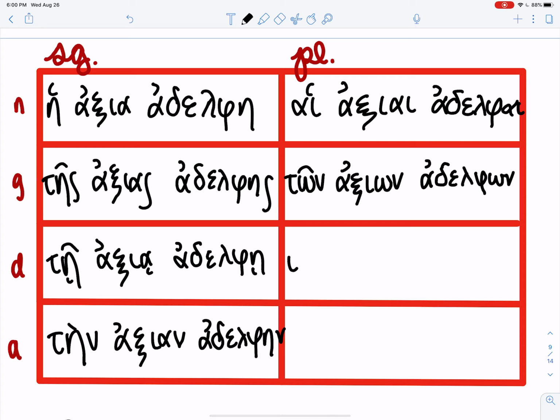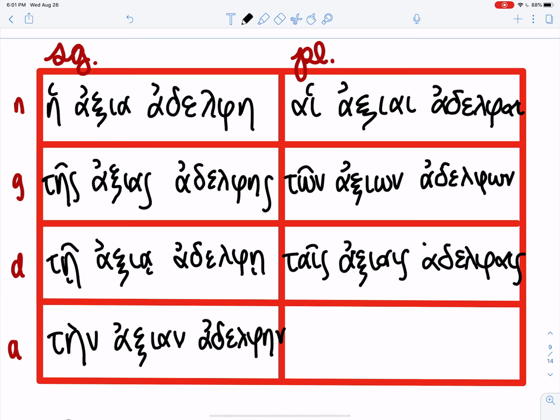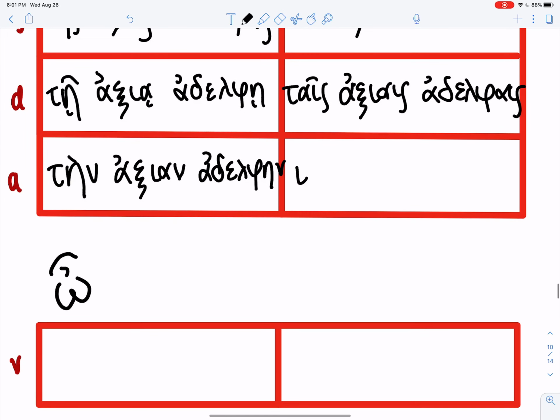Dative: tis, oxiis, adelphis. And in the accusative: tous, oxious, adelphous.